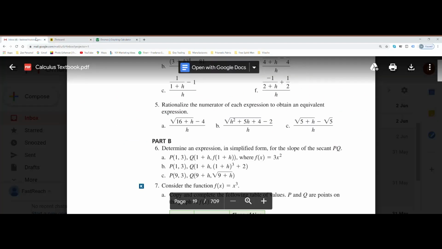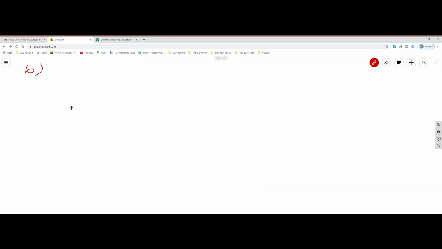So you have this one, square root of 8 squared plus 5h plus 4, over h, minus 2. Since you have two terms here and you're trying to rationalize the numerator, you have to multiply by the conjugate.